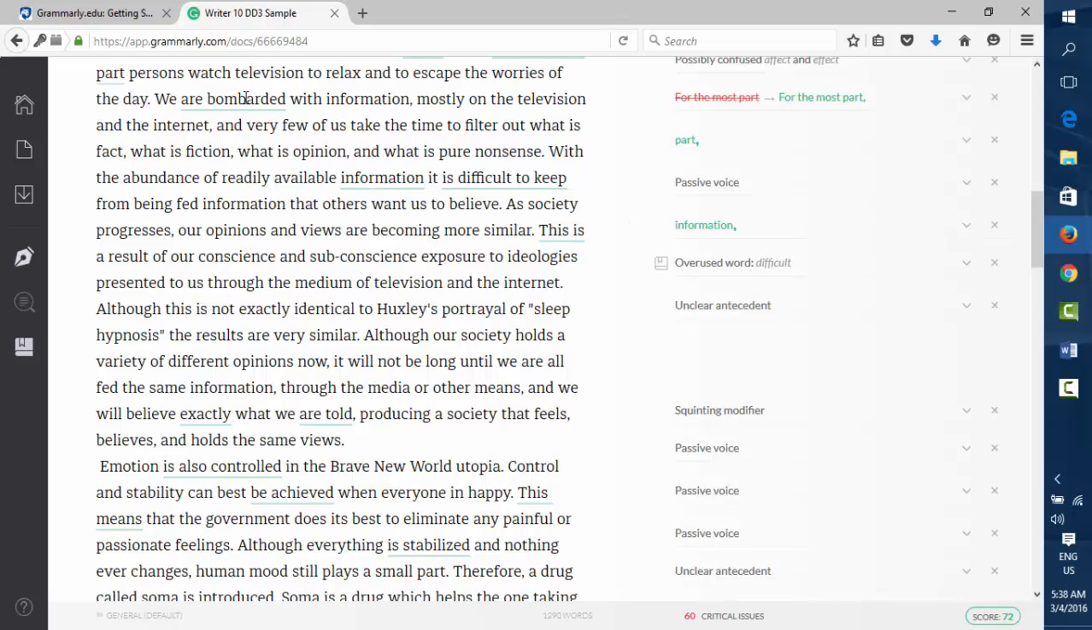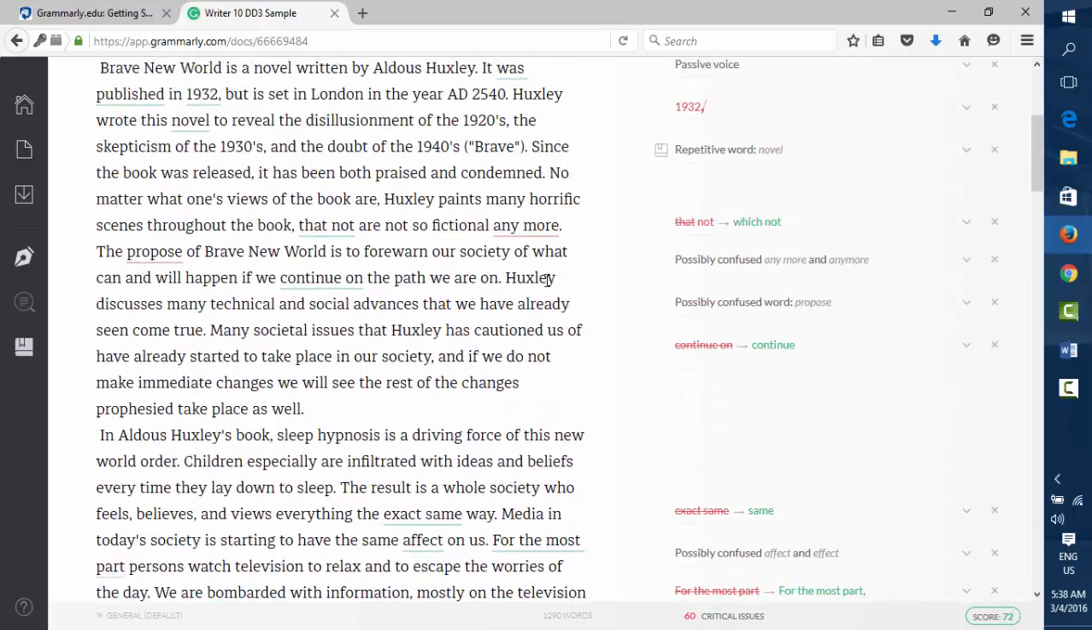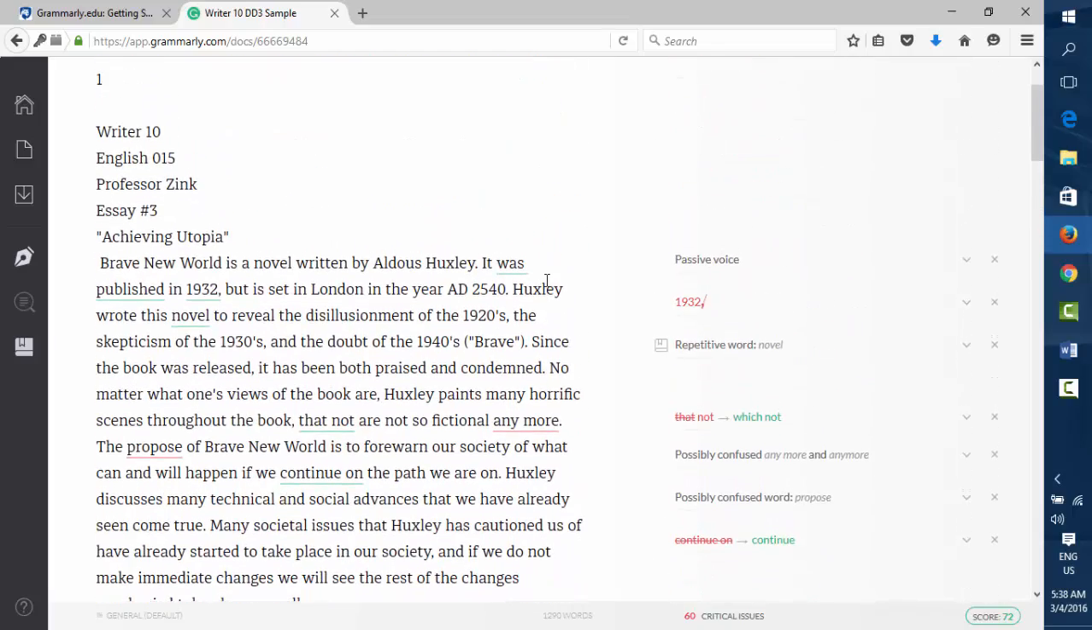Okay, what you're going to see is as soon as I upload it, all these things on the side, all the things that are underlined, Grammarly searches your document for potential problems. Okay, it doesn't find absolute grammar and usage errors. What it finds is potential problems. Okay, and that's the value in this.